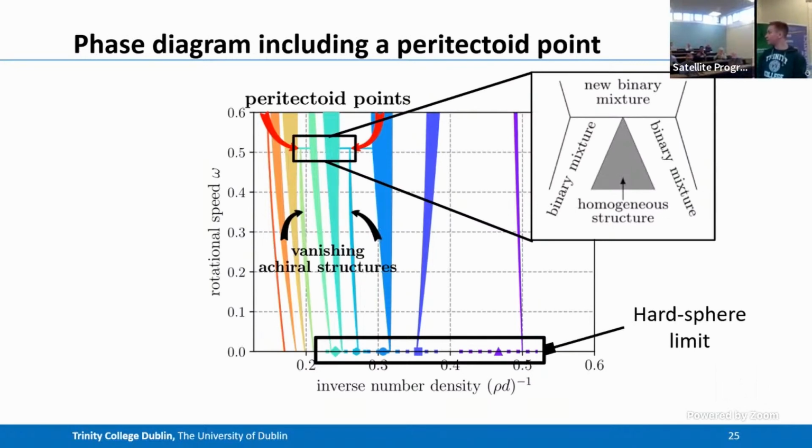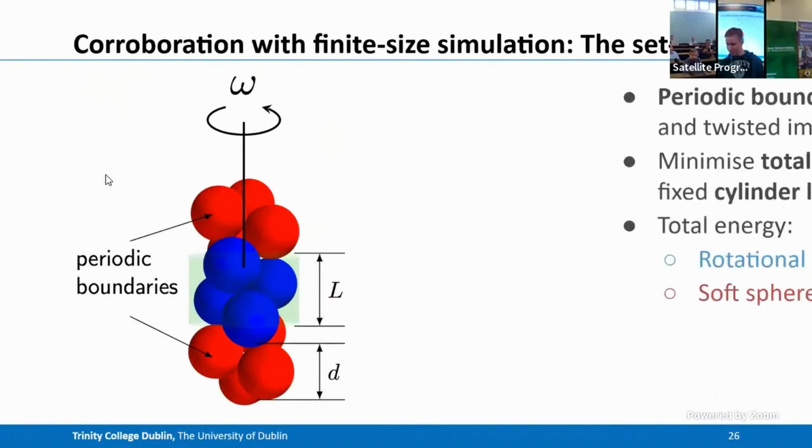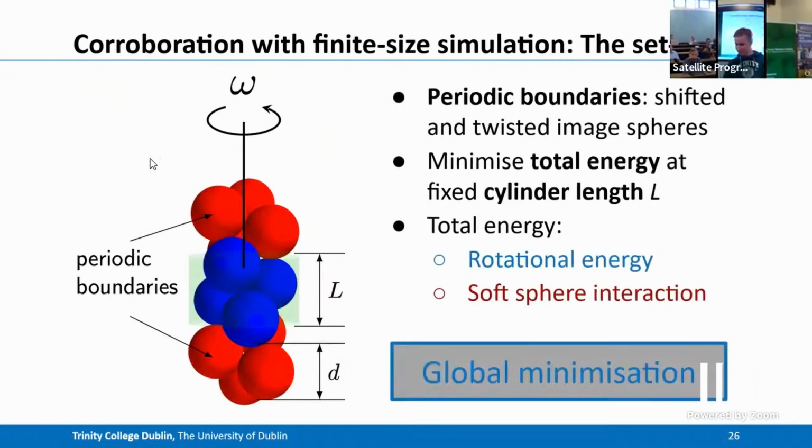But yeah, at low rotational speed, or at 0 rotational speed. If you think about it, obviously 0 rotational speed would mean the system is not turning. We can recover the hard sphere limit, and I think, yeah, I'll skip this real quick.